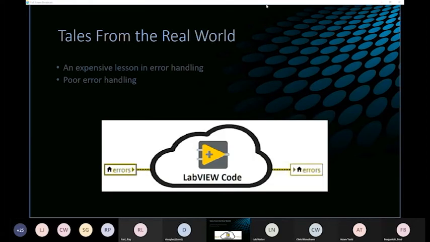Here's another one. I had a customer, they wrote their code like this. They put the error in a local variable, and every piece of their LabVIEW code read the local variable in and updated a local variable. So needless to say, they were having problems as well due to this poor implementation of error handling.